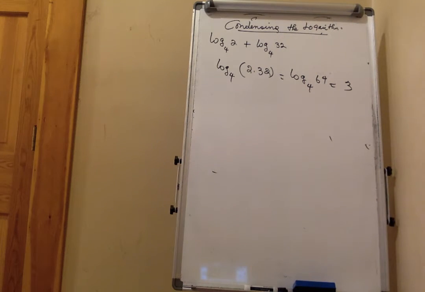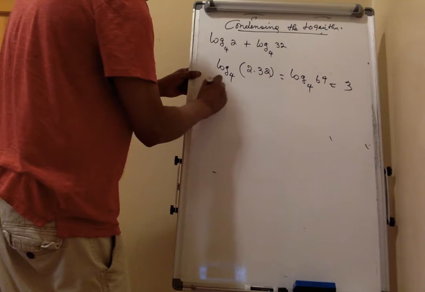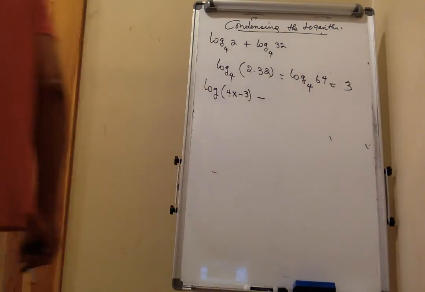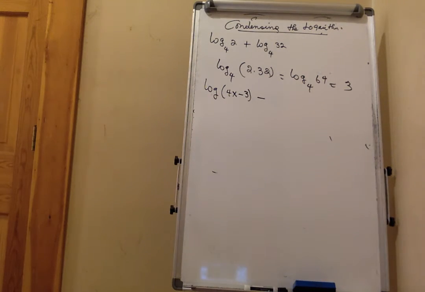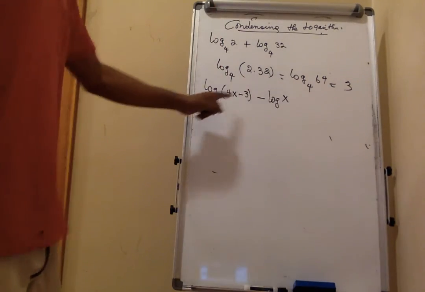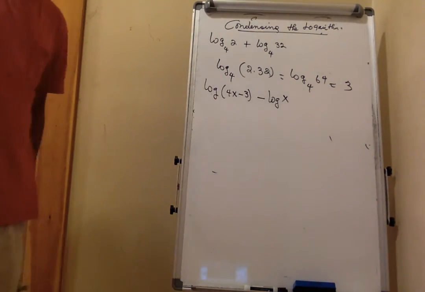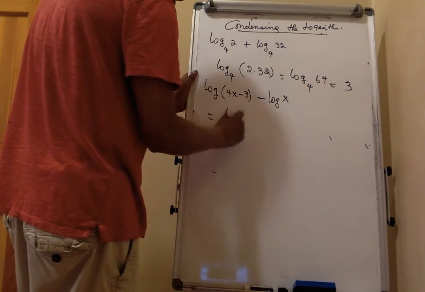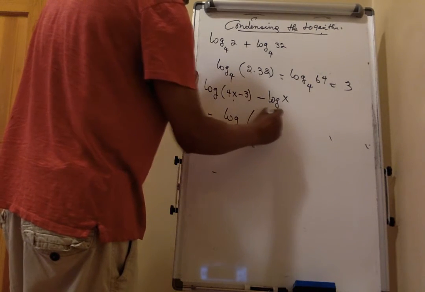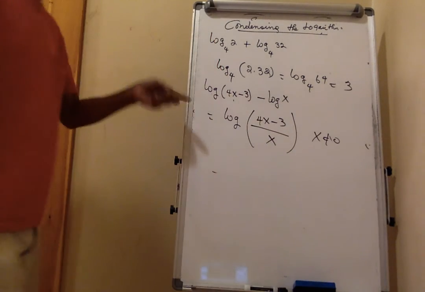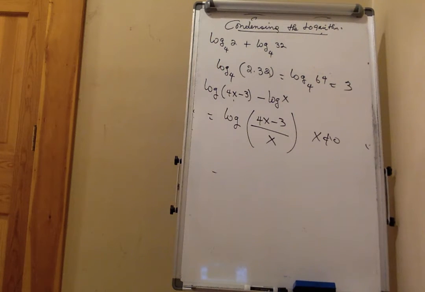And you can also end up with log of 4x minus 3 minus log x. Again, make sure that the base is the same because there is no base written, implicitly the base is 10. So this is using the quotient rule, so this would be log of 4x minus 3 over x. x is not equal to 0 because x cannot equal 0. Then that's it. Okay. All right.